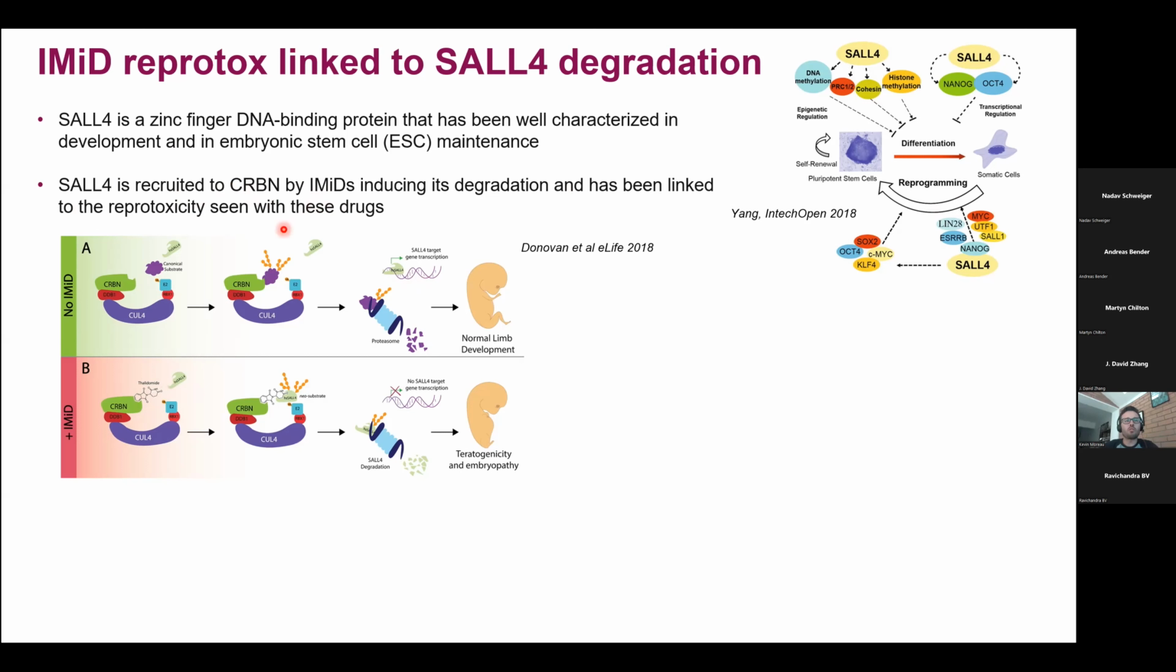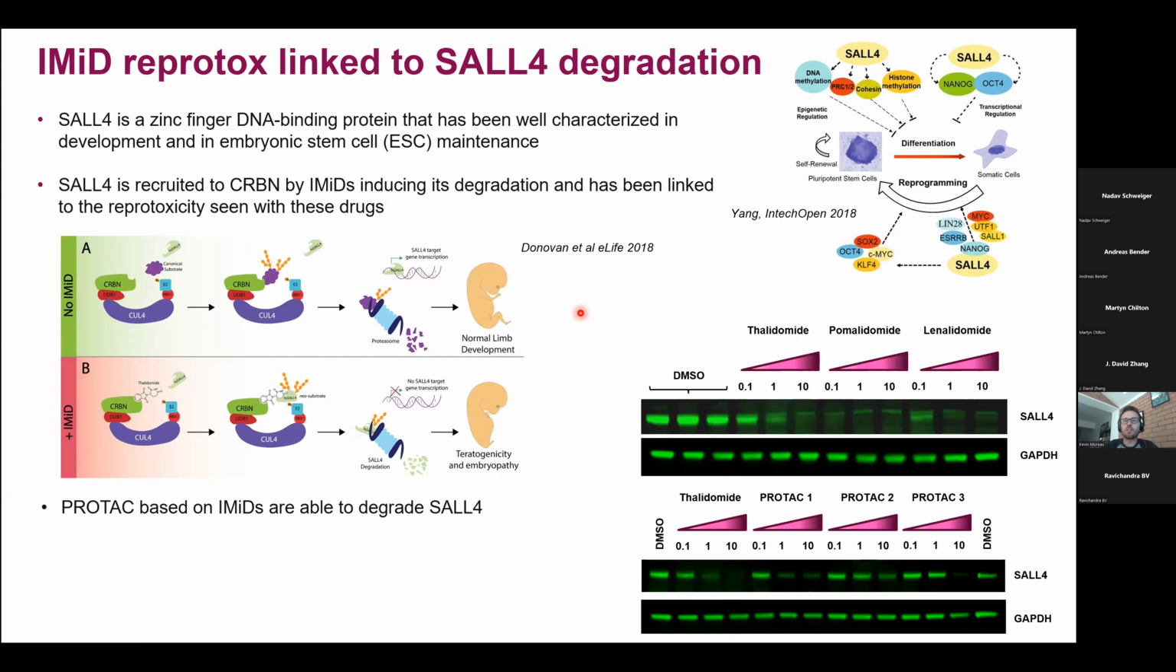So that's a cartoon representing what's happening here with the IMiD drugs. SALL4 goes to the cereblon complex for degradation by the proteasome, and that's causing teratogenicity and myopathy. This doesn't mean SALL4 is the only transcription factor involved in this event, but it's one of the main proteins that has been validated.